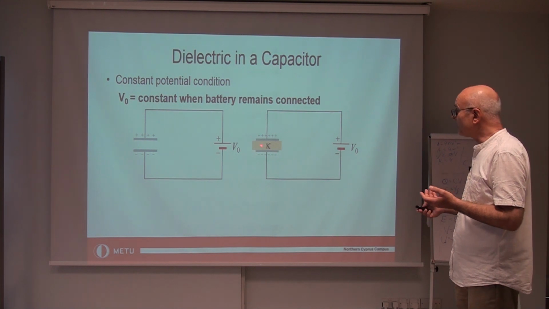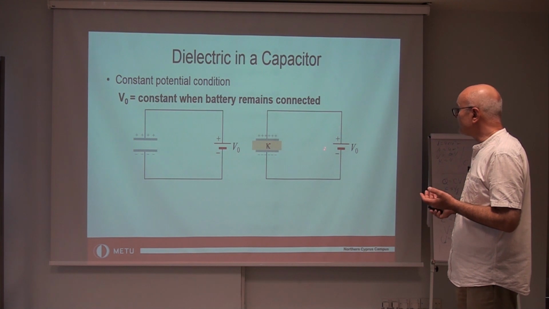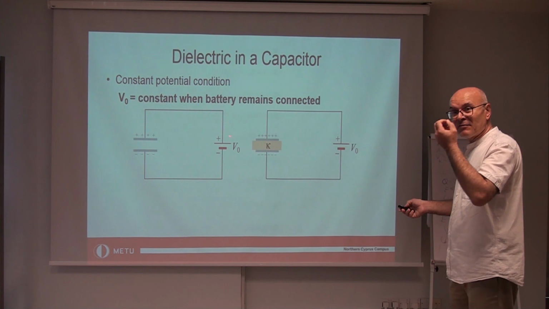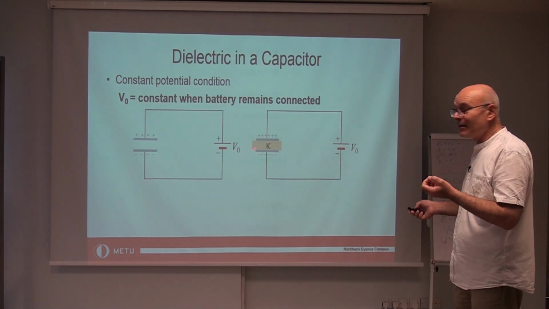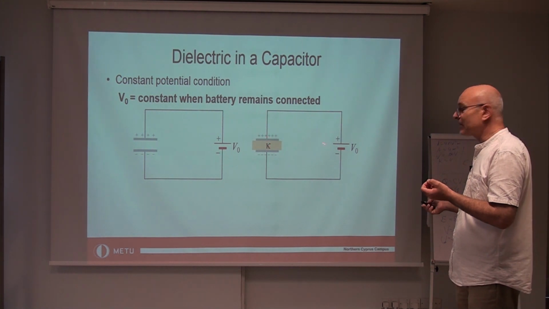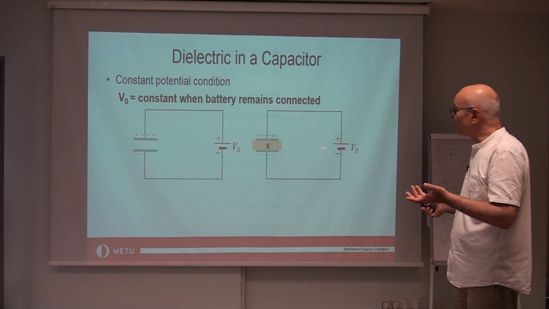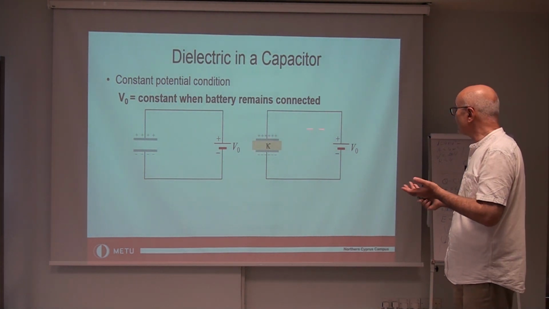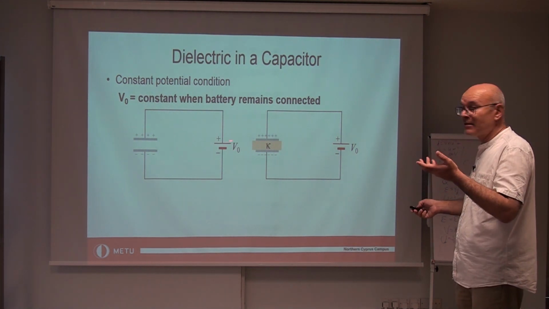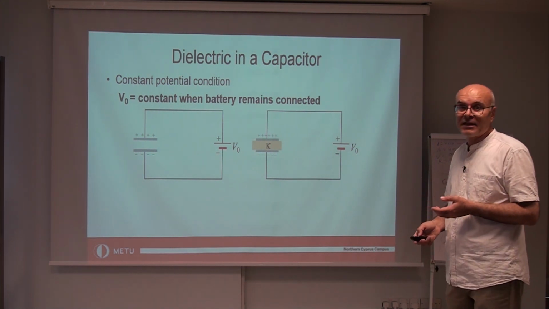So when you insert a dielectric between the plates of a capacitor while the capacitor is connected to the battery, the momentary drop in the potential between these plates, and so of this plate with respect to this, will lead to charge being driven from the battery to this plate until these two are at the same potential and these are at the same potential. This leads to an increase of the charge on the plates of the capacitor.